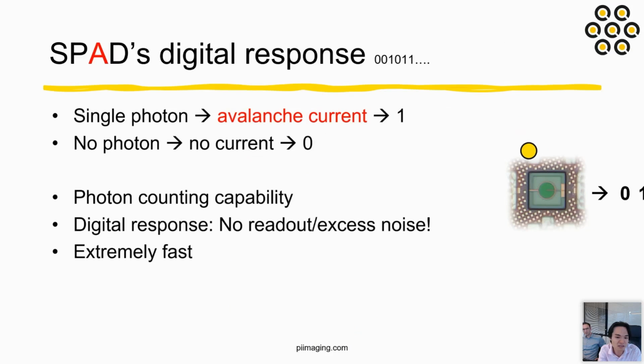This gives us the capability to do photon counting. And since this is a digital response, there's no readout or excess noise to be considered. And as mentioned, this avalanche process is extremely fast, down to the picosecond timescale. So we also get the timing precision of these photons.